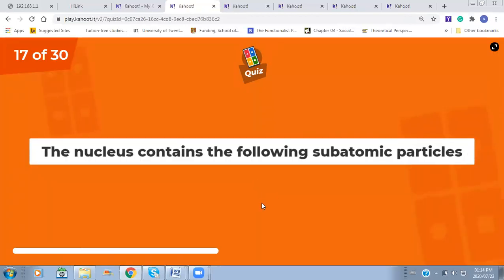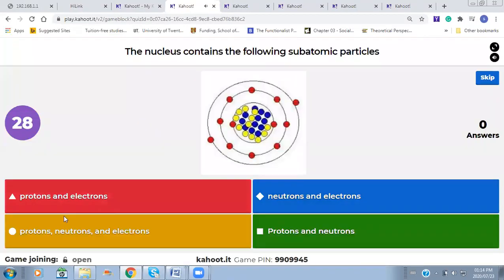Question 17. The nucleus contains the following subatomic particles. What are they? Protons and electrons, neutrons and electrons, protons, neutrons and electrons, or protons and neutrons. Which is the correct answer? Let's get going. The clock is ticking now. Be fast, or else you will be left out.